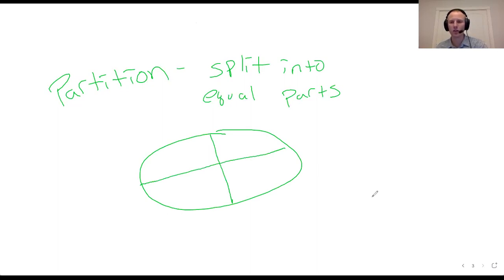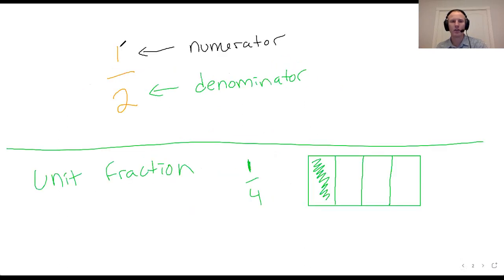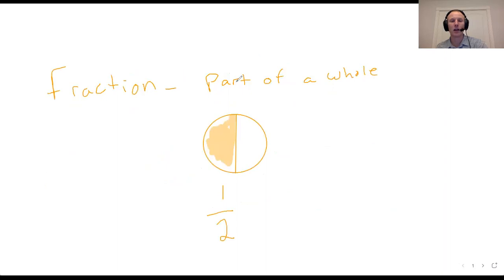So we have partition, we have numerator and denominator, meaning the top number being the numerator, the bottom number being the denominator. And unit fraction is when you're talking about the numerator being 1, 1 out of however many you have in a whole. And then a fraction is just a part of a whole. In this case, in this drawing, 1/2.